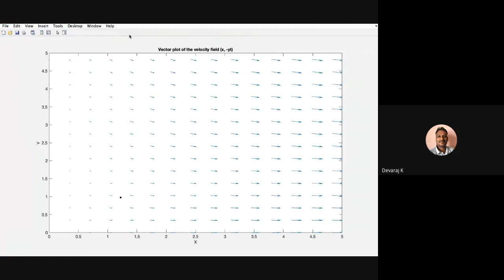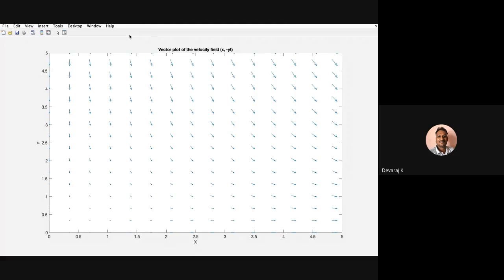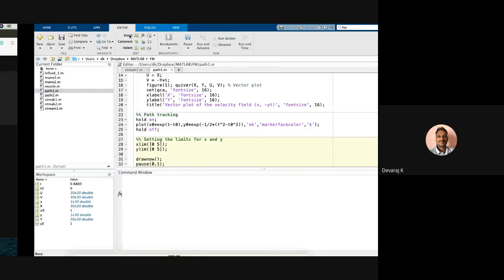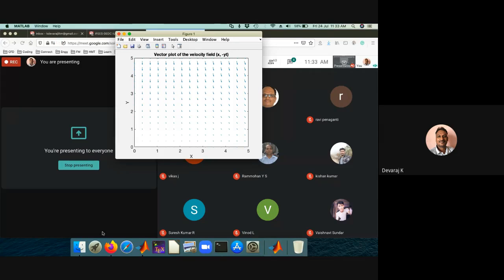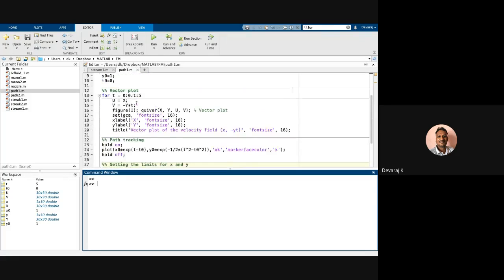Now you can see it's going fast. I made it a little coarse. That's it. Rather than making it finer, I made it a little coarse. I'll rerun the code. You can see that. Okay. So it all depends on the time points that you are taking here.